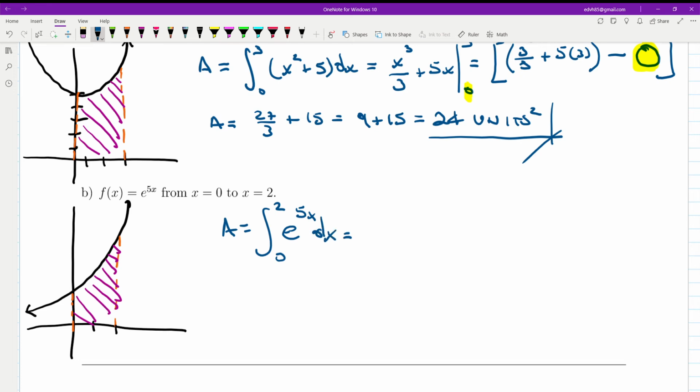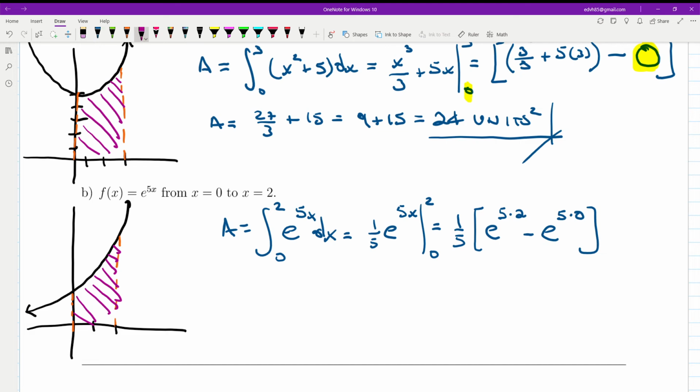The integral of the exponential function is always itself, e to the 5x, times 1 over the coefficient of x in the exponent. You can do, of course, a mini u substitution, but it's not necessary here. This one is a very straightforward one. That's from 0 to 2, and that's 1/5 e to the 5 times 2 minus e to the 5 times 0.